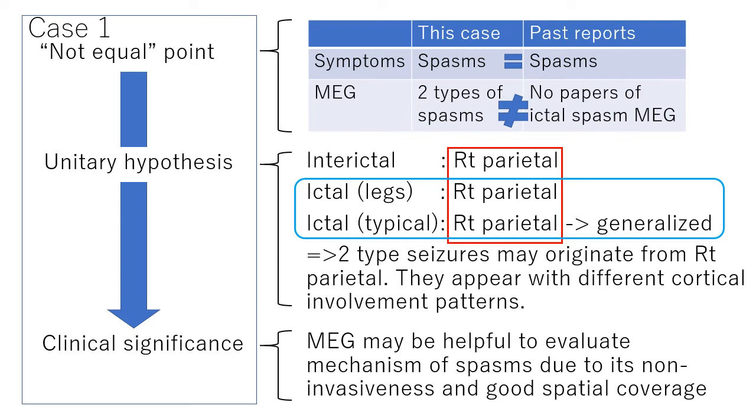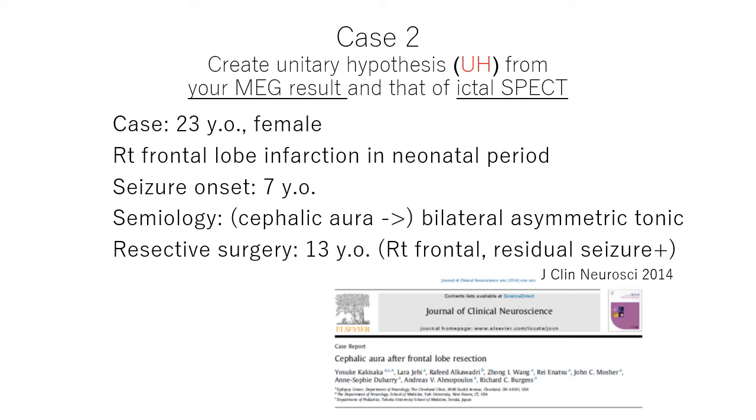Clinical significance of this study is MEG may be helpful to evaluate mechanisms of spasms due to its non-invasiveness and good spatial coverage. Move to second strategy, creating UH from your MEG result and the result of other modalities, here with ictal SPECT.